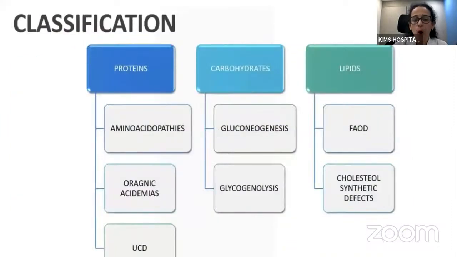So the IEMs are broadly classified into metabolism of different components, that is proteins, carbohydrates, as well as lipids. Among the proteins, we can divide them into amino acidopathies, organic acidemias, and urea cycle disorders. Among the metabolism of carbohydrates, we can divide broadly into disorders of gluconeogenesis as well as glycogenolysis. Metabolism of lipids includes fatty acid oxidation defects and cholesterol biosynthetic defects.